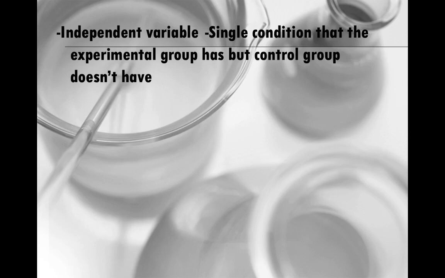Another piece of an experiment is an independent variable. That one single condition that the experimental group has, but not the control group, that's called the independent variable. You decide what the independent variable is.